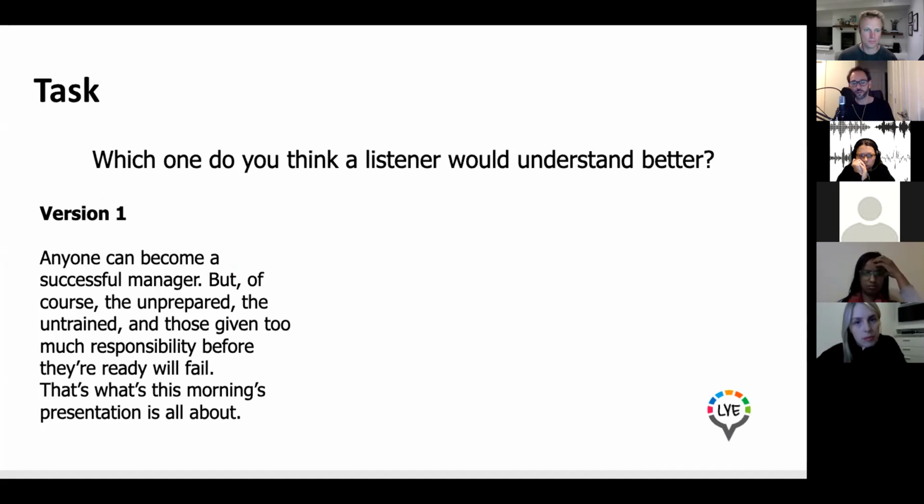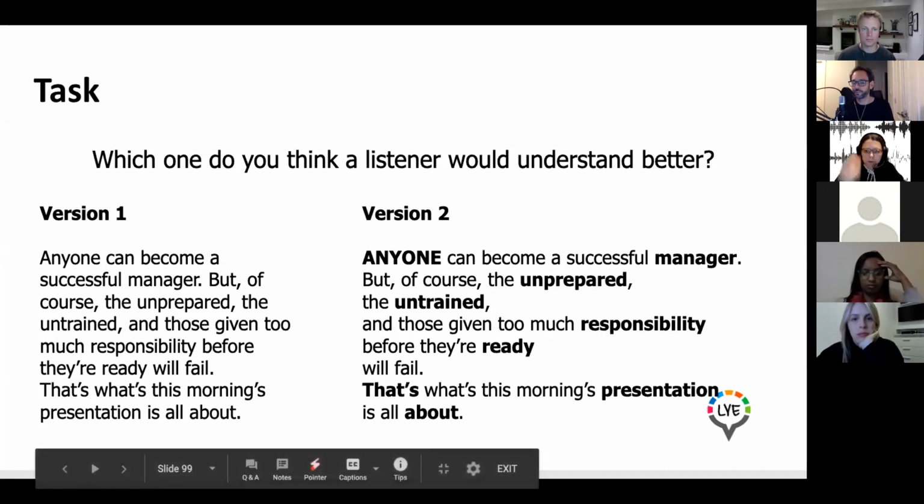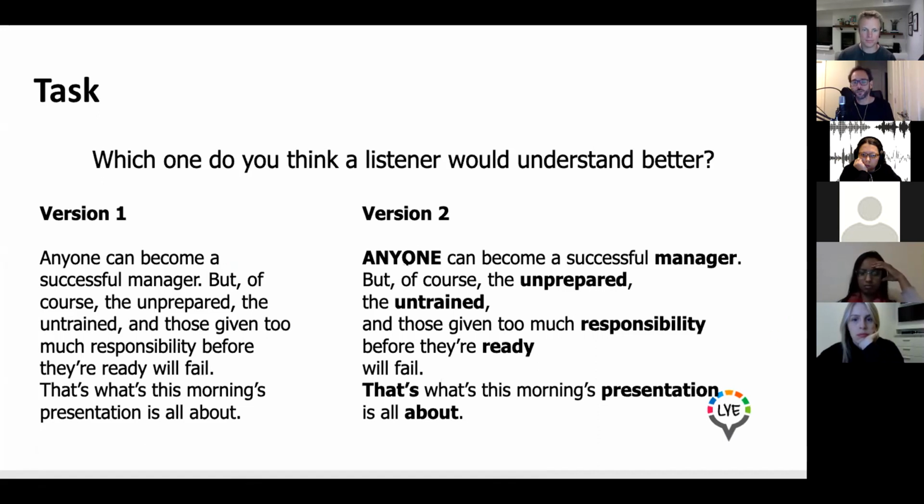This is version 1. This is how this specific text was broken down into thought groups. And here's version 2. I guess the answer is quite obvious. And as you can see, we also have primary stress here. Anyone can become a successful manager. But of course, the unprepared, the untrained, and those given too much responsibility before they're ready will fail. That's what this morning presentation is all about.